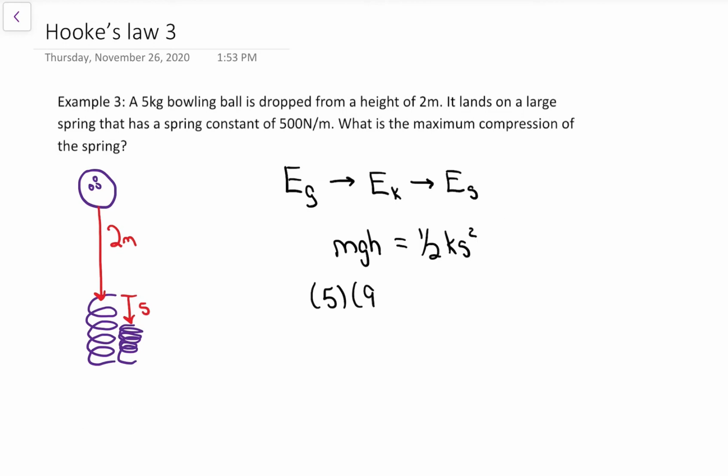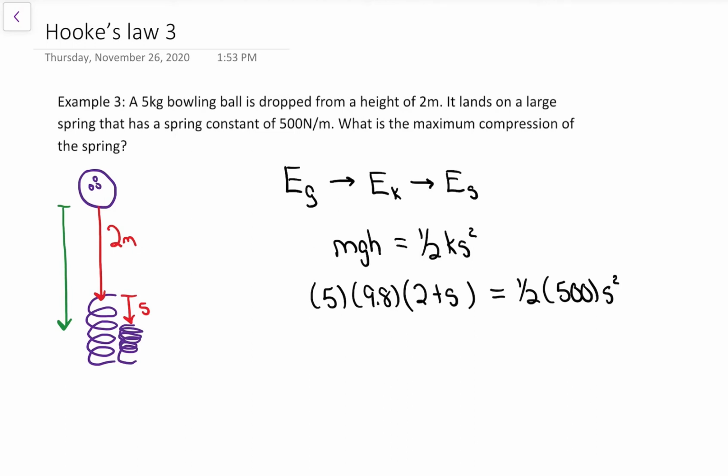We've got a 5 kilogram bowling ball. G is always 9.8. A common goof up here is that H doesn't stand for how far the ball free fell, it stands for how far the ball moved vertically. So a common trick in this one is that the H isn't 2 meters. The H is actually the 2 meters plus S. It wasn't free falling for that last bit, but it was still getting lower, and since it was getting lower, it was losing gravitational potential energy. That's going to be equal to 1/2 k s squared.